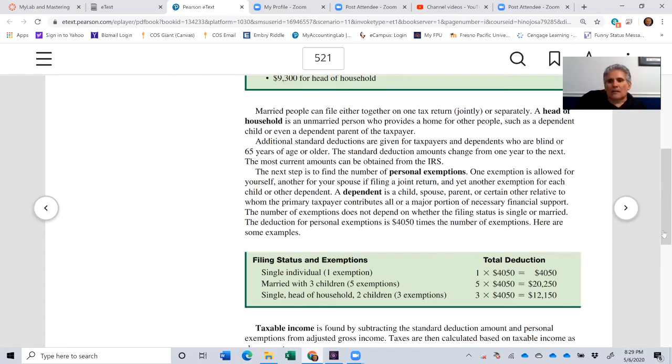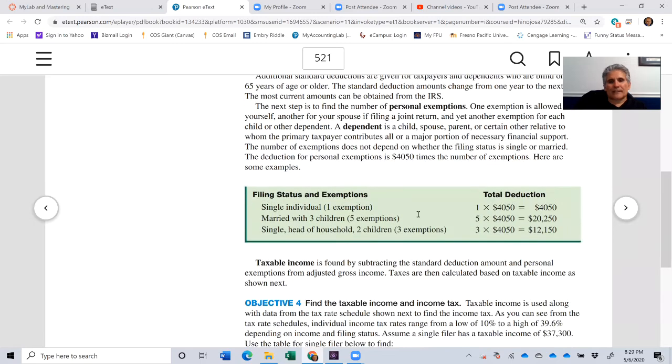So what do we have then? A single individual with one exemption, 1 times 4,050. The exemption deduction is going to be 4,050. A married couple with 3 children, that's 2 plus 3 is 5 exemptions. It's going to be 5 times the 4,050. A single individual, head of household, 2 children. That's going to be a total of 3 exemptions. That would be 3 times 4,050.